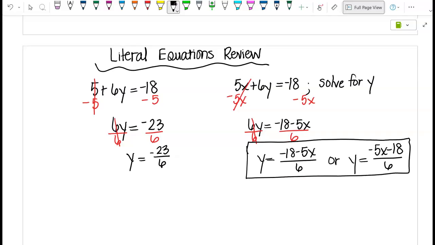But we need to treat that extra variable as if it's just attached to the number and solve it the same way. The steps did not change from the equation on the left to the equation on the right. The only difference was we had to attach that x to the 5 as we moved it. And obviously, by having that x, we could not simplify like we could in the equation on the left.